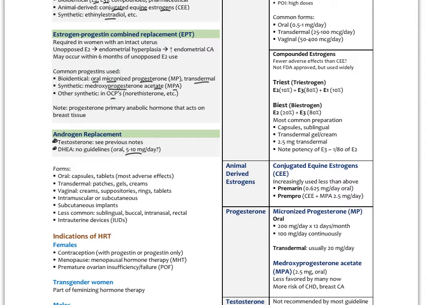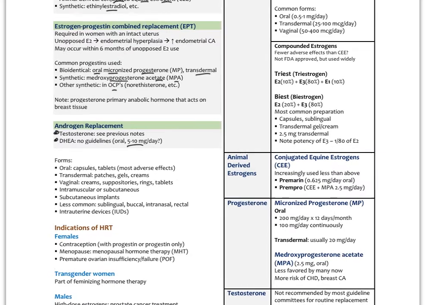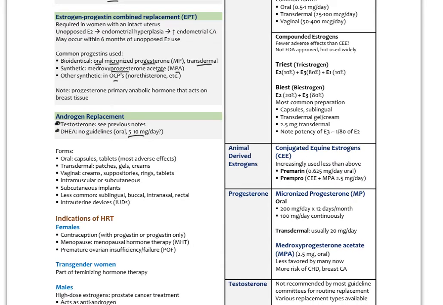There are many forms of these different hormones. There's oral: capsules, tablets. Again, they're going to have the most adverse effects because of first-pass liver metabolism. There's transdermal: patches, gels, creams. Vaginal forms: creams, suppositories, rings, tablets. There's intramuscular and subcutaneous forms, subcutaneous implants, as I just mentioned. Less common, we have sublingual, buccal, intranasal or rectal forms. And then there are intrauterine devices. So lots of forms. It gets very confusing, but I'm going to try to stick with what's most commonly used in terms of which preparations for the different conditions we'll be talking about.